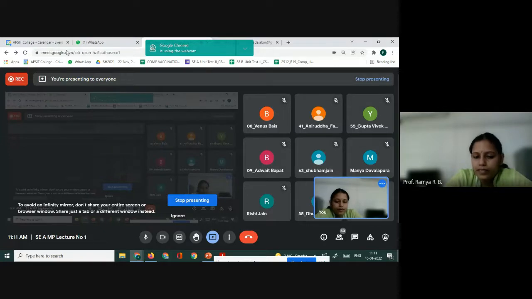Let's begin with a brief introduction to microprocessors today. So the very first question is, why are we learning this subject? I asked the same question in the first session when I was taking data structures. Why are we learning the subject? So I'm asking this question again. Why are we learning microprocessors?